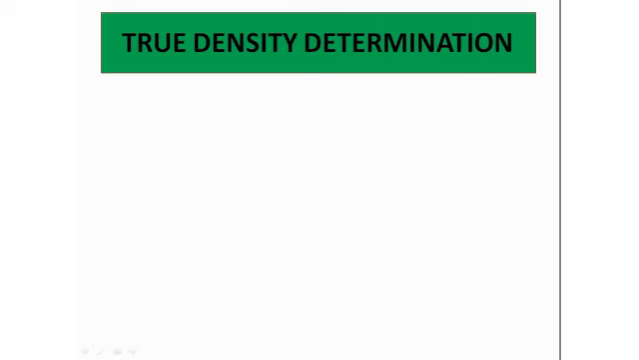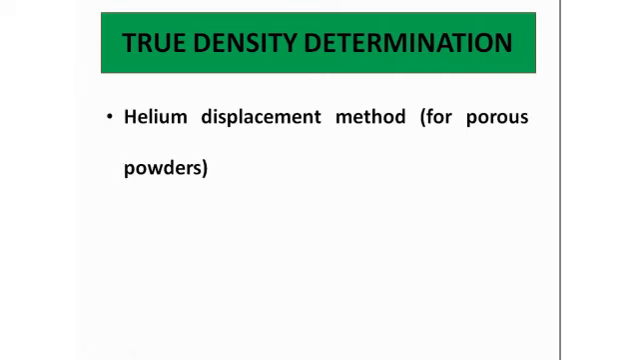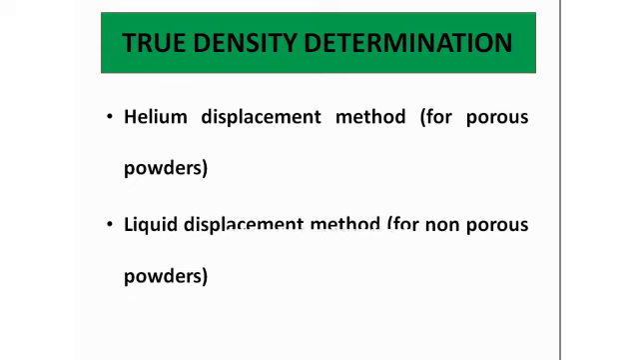So how are we going to determine the true density? Basically we have two methods. One is the helium displacement method, which is generally used for porous powder. Done. The next method is the liquid displacement method, which is used for non-porous powder. These two methods, the helium displacement method and the liquid displacement method, will be described in the upcoming slides. So let's start with the liquid displacement method.